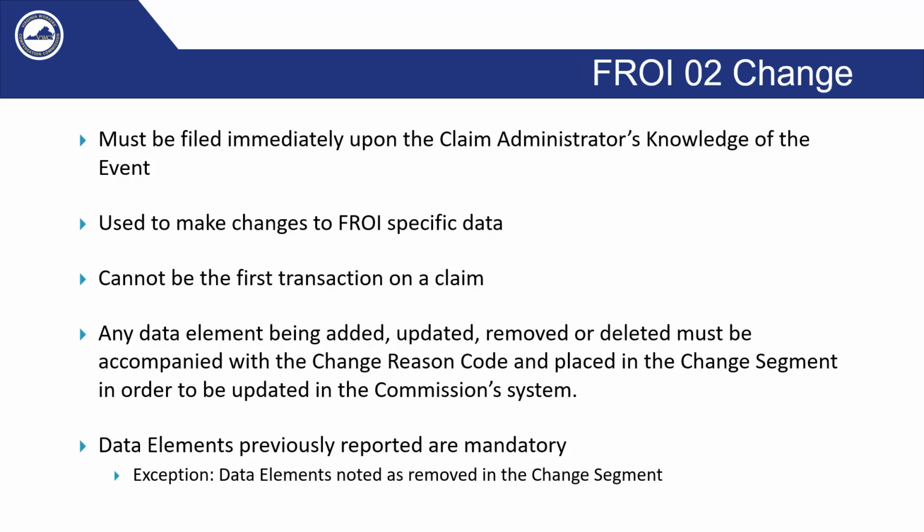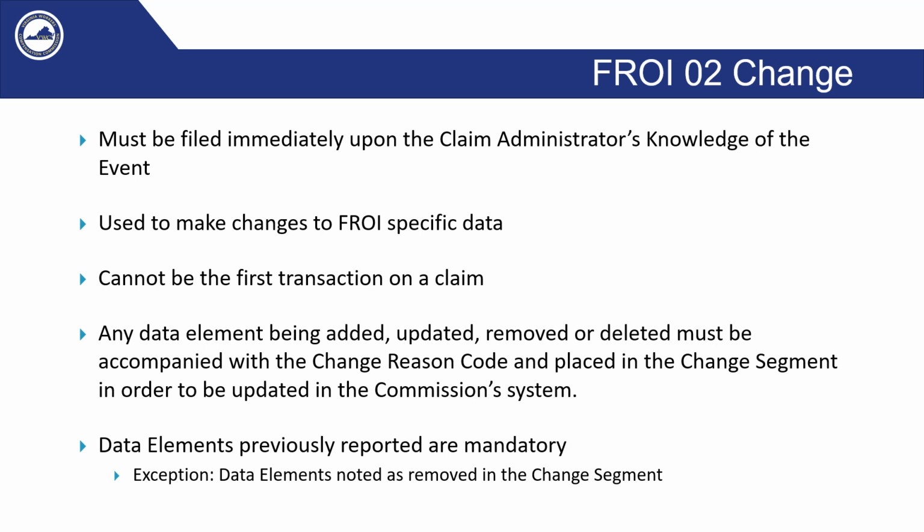The FROI 02 change. It must be filed immediately upon the claim administrator's knowledge of the event. It is used to make changes to FROI-specific data. It cannot be the first transaction on a claim. Any data element being added, updated, removed, or deleted must be accompanied with the change reason code and must be in the change segment in order to update the Commission's system.